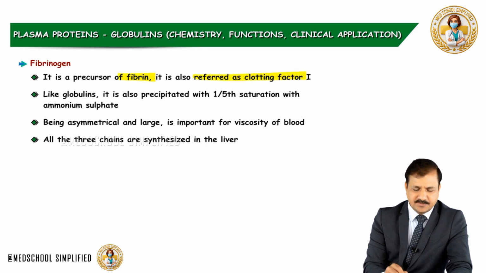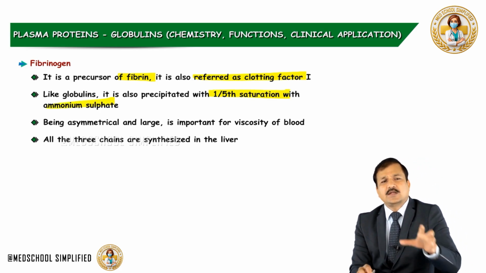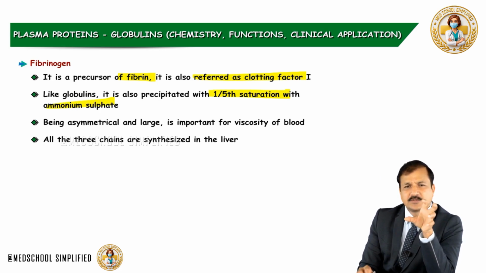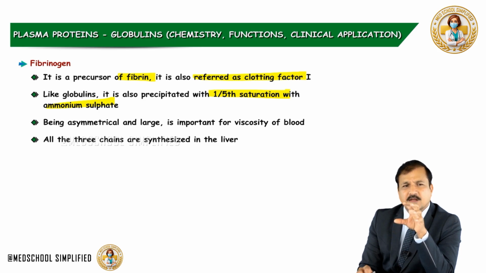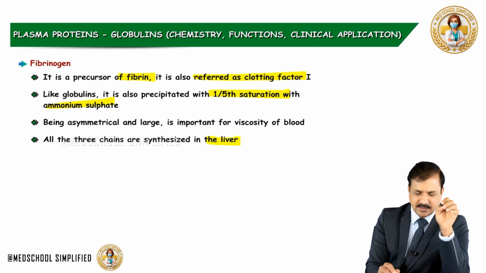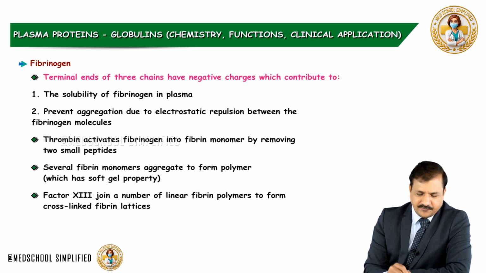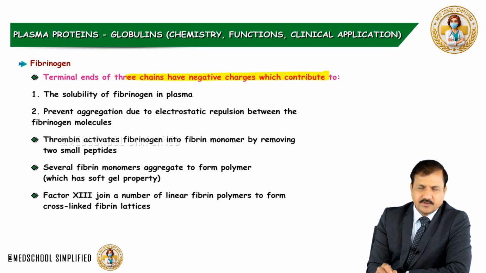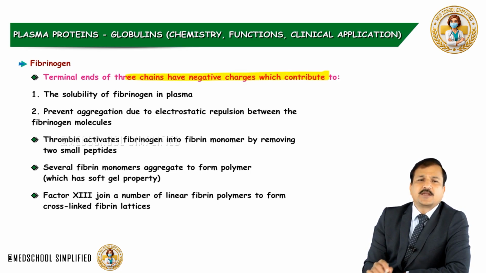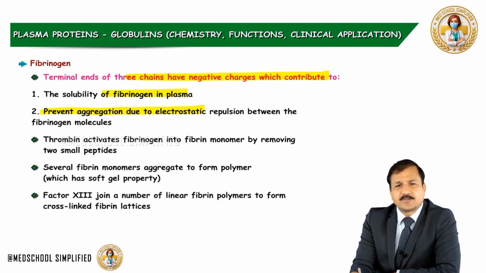Like globulins, it is precipitated with 1/5 saturation with ammonium sulfate, and it is an asymmetrical and large molecule, and it is important for maintaining the viscosity of the blood. All the three chains present in fibrinogen are synthesized in the liver. The terminal ends of the three chains have negative charges which contribute to the solubility of fibrinogen in the plasma, and that will prevent aggregation of fibrinogen due to electrostatic repulsion between the fibrinogen molecules.